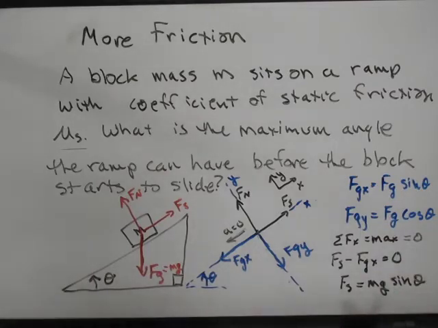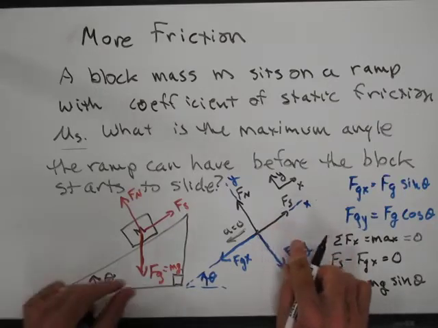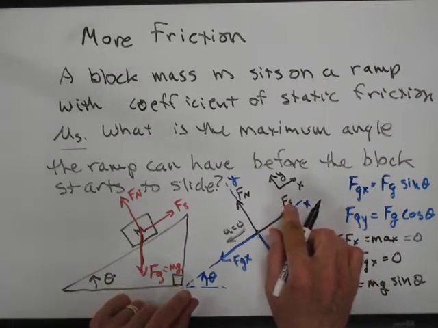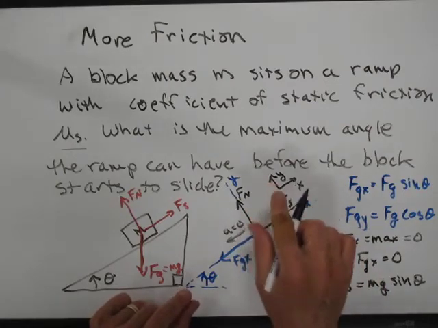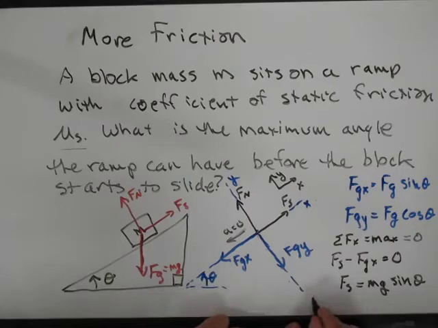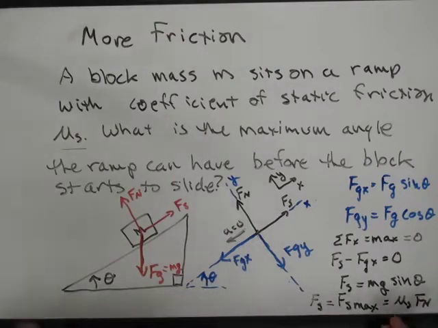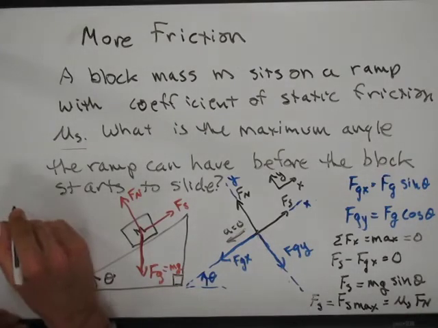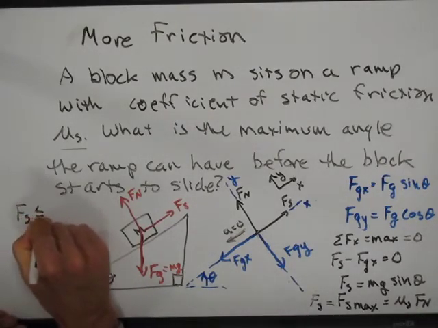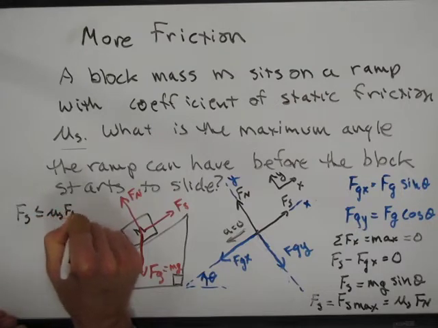sine theta. Now there's another piece of information we have here: the friction force is at its maximum value, because if it wasn't, I would be able to raise the ramp still higher. So Fs is equal to Fs max, and that's equal to mu sub s times the normal force. Remember, our regular definition of the static friction force was that it's less than or equal to mu sub s times the normal force.